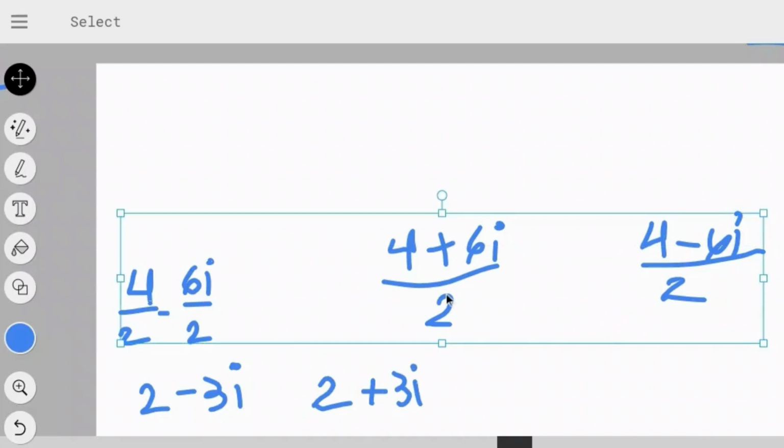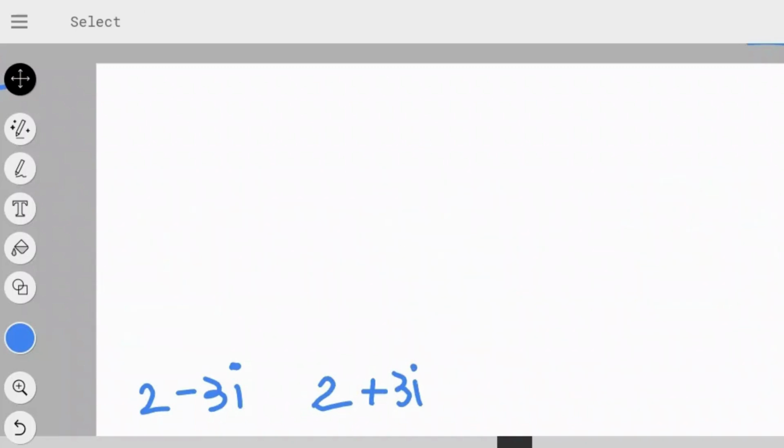This went a lot quicker than when I did it on paper, and I was struggling for hours, but that doesn't matter. These are going to be your 2 answers, plus or minus, either of these. And that is how it works.